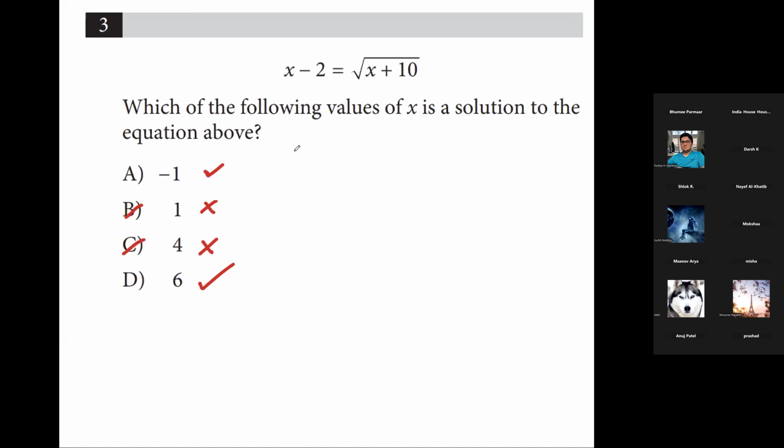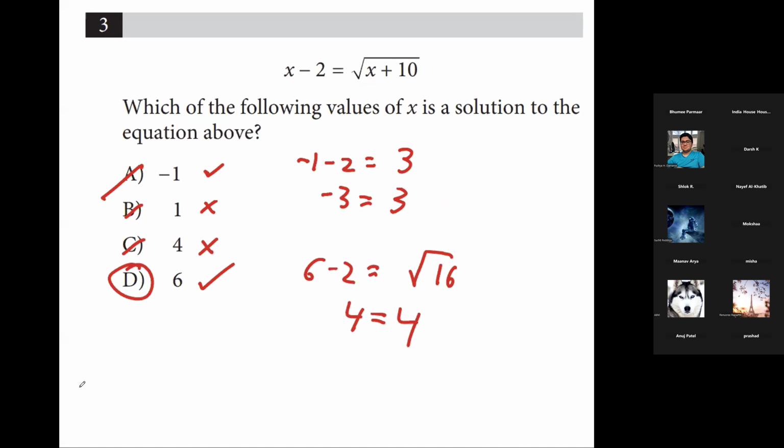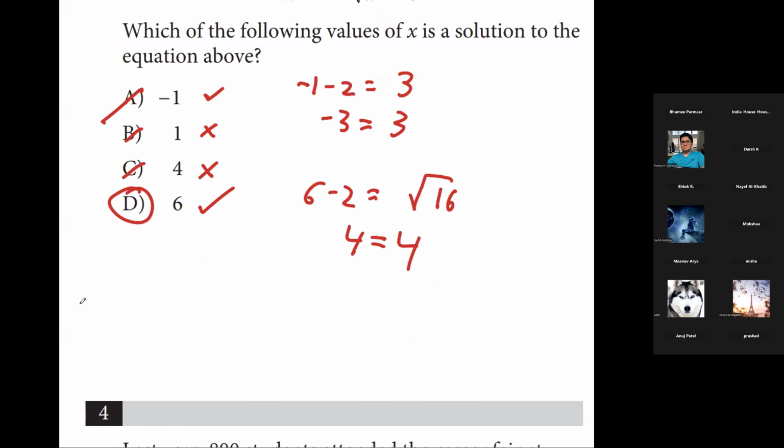If we plug in A, we get -1 minus 2 equals √9, which would just be 3. So -1 minus 2 is -3 equals +3. Well, -3 does not equal +3, so the correct answer is not A. Let's just check D. That would be 6 minus 2 equals √16, which would just be 4 equals 4. That is correct. So the correct answer is D. Okay, question 4.